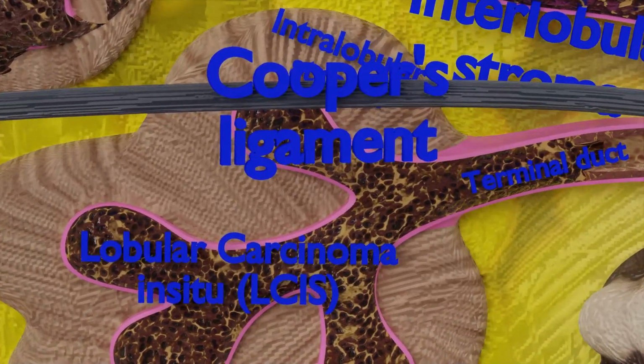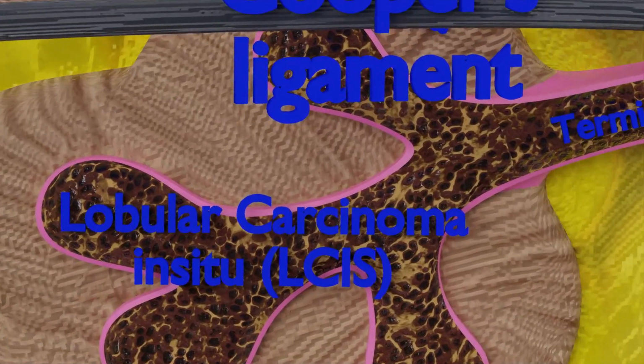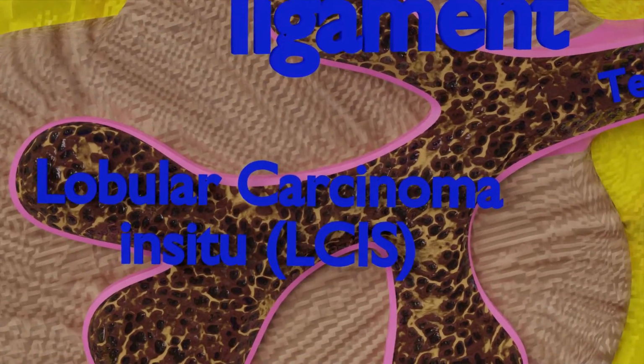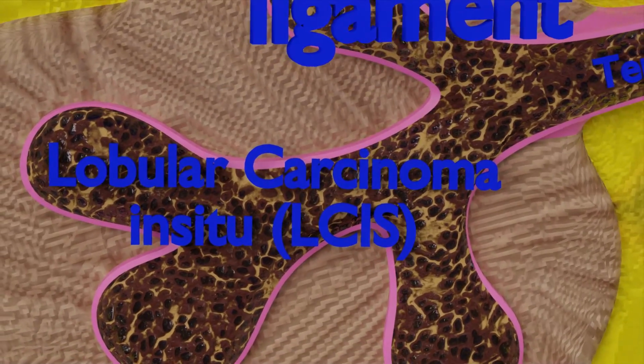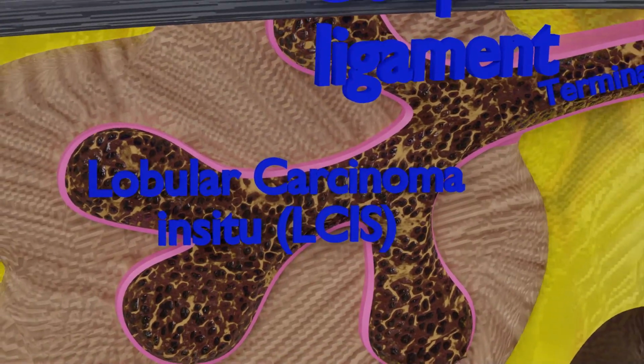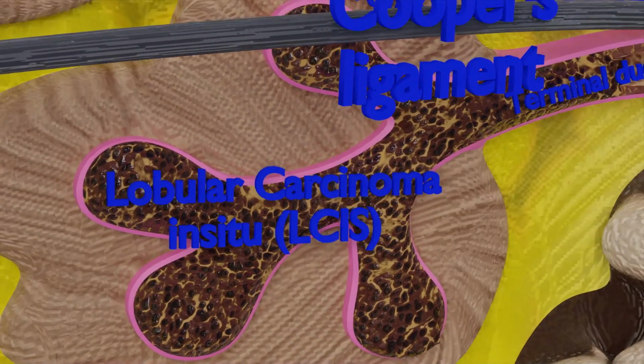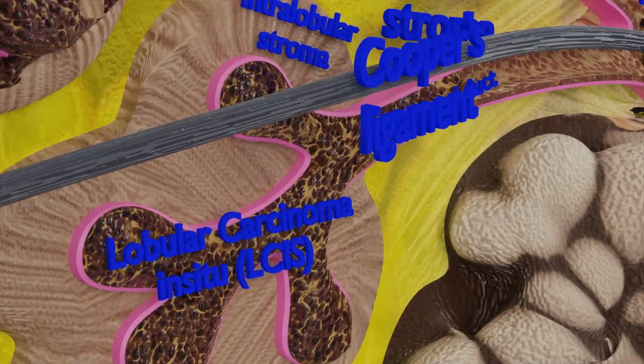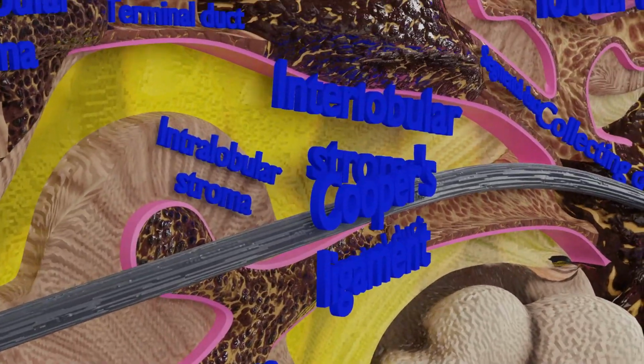LCIS, similar to DCIS, tends to be multifocal and bilateral. LCIS, in contrast to DCIS, does not produce a palpable lesion and is not apparent on mammography. It is usually an incidental pathologic finding in a patient who has had breast tissue removed for some other reason.